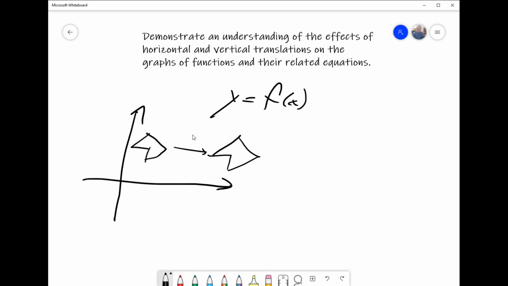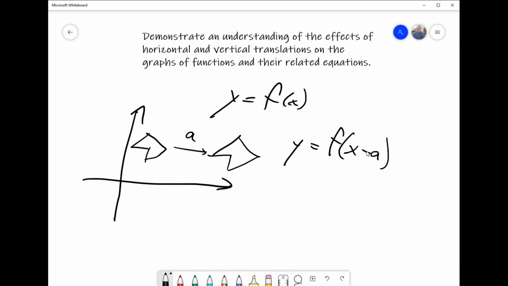So if we want to slide it a units to the right, well, whatever happens now when x was 0 now has to happen when x is a. So this argument has to be 0 when x equals a. So we replace every instance of x with x minus a.